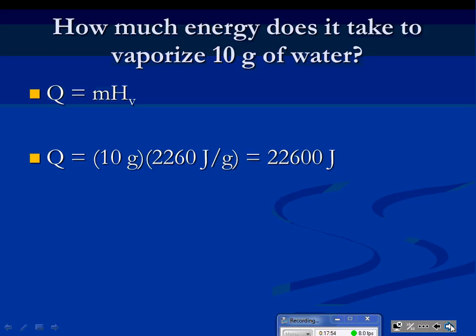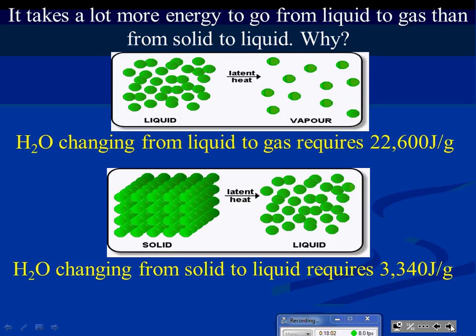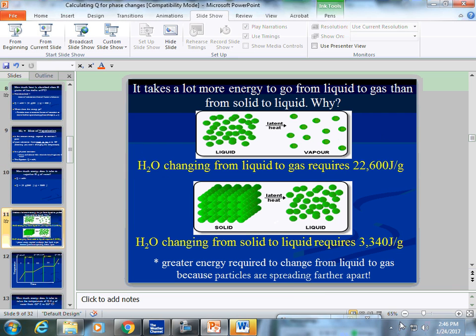That's a substantial amount of energy compared to what we had before for the heat of fusion. The amount of energy to go from a solid to liquid was, I believe, 3,330. Well, this is 22,000, so it's somewhat larger. It takes more energy to go from a liquid to a gas than a solid to a liquid. Why? Here we go again. There's that value. I'm going to change that.